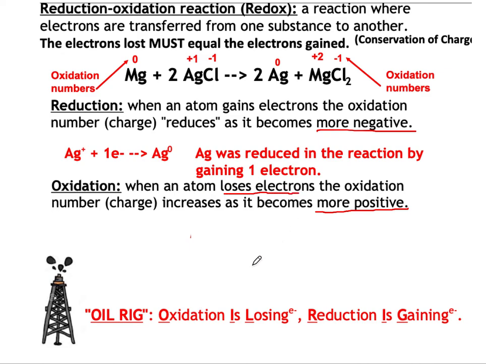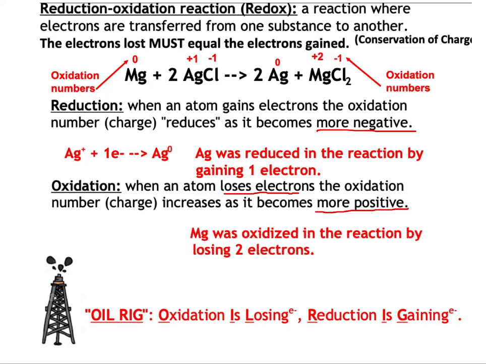Oil rig, oxidation is losing. So if we look, Mg goes from 0 to +2. It's becoming more positive. So there you go. The thing being oxidized is Mg because it loses 2 electrons. So it starts out as Mg0. Well, it's releasing 2 electrons.